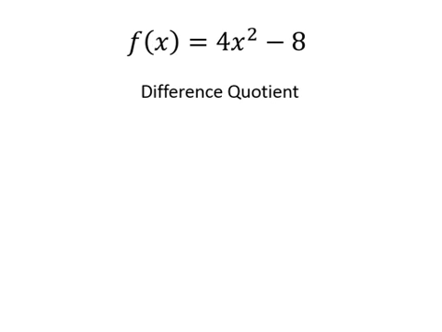All right, so now let's look at this one. Take a second and find the difference quotient of 4x squared minus 8. All right, so hopefully you found the difference quotient, which ends up being 8x plus 4h. So 8x plus 4h ends up being the difference quotient.